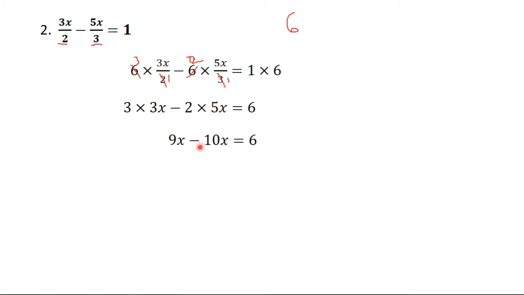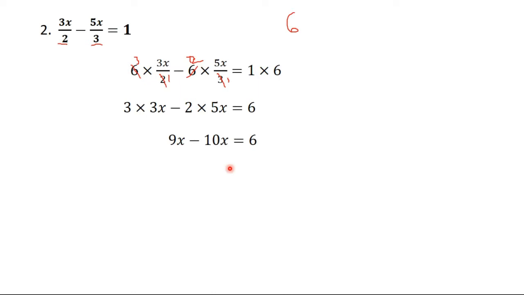Minus 2 times 5x will give us minus 10x. 1 times 6 is 6. So we have 6 here. Now you can see from here that we don't have brackets, so we will not concern ourselves with the brackets first. We don't have brackets, so we straight away move on and simplify.